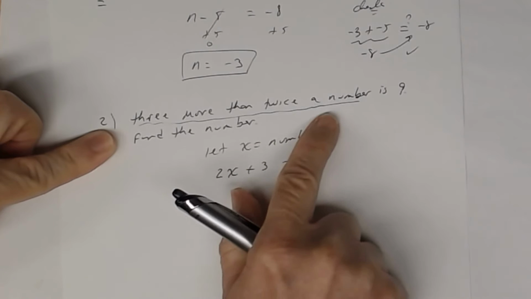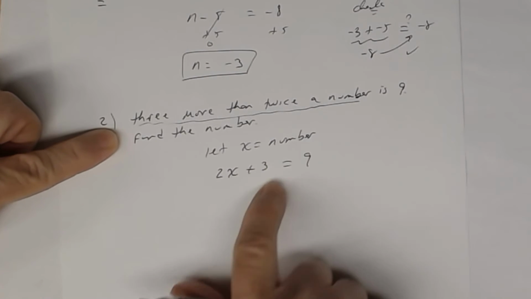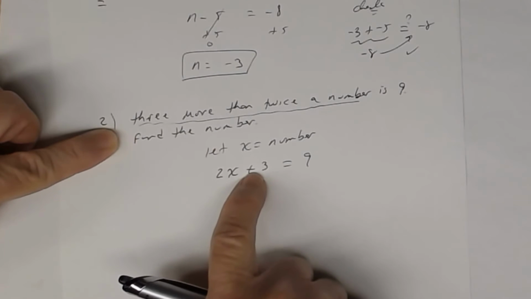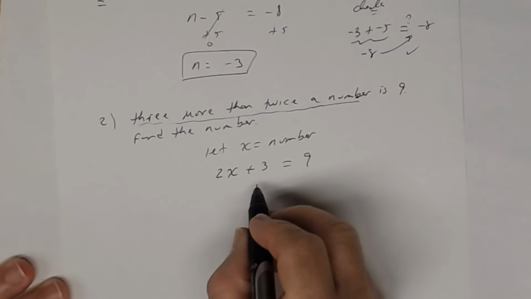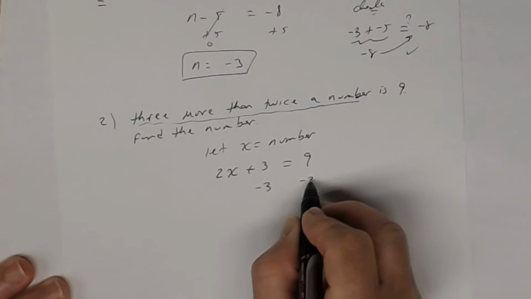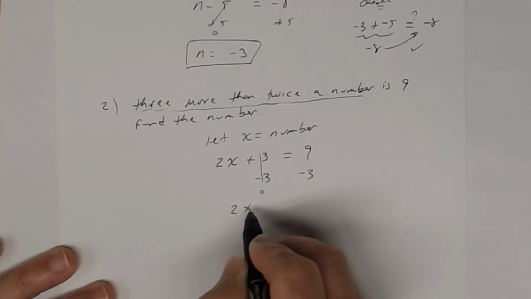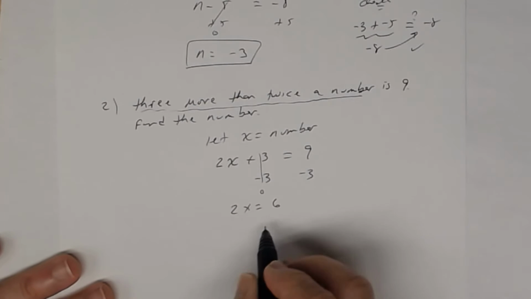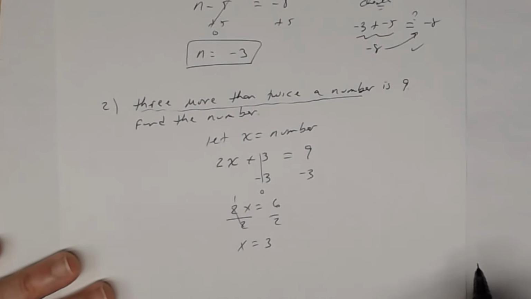So the first thing you need to do is to rewrite this into an equation. So you're going to let x be the number, or n be a number, whatever you want to use. So twice that number means you're going to multiply by 2, and then you're going to add 3. And then the rest is just to solve for the variable. So let's go ahead and solve. So we're going to subtract 3 from both sides. Combining like terms, I get 2x equal, and then 9 subtract 3 is 6. Divide both sides by 2. I get x to be 3. So that's your number.